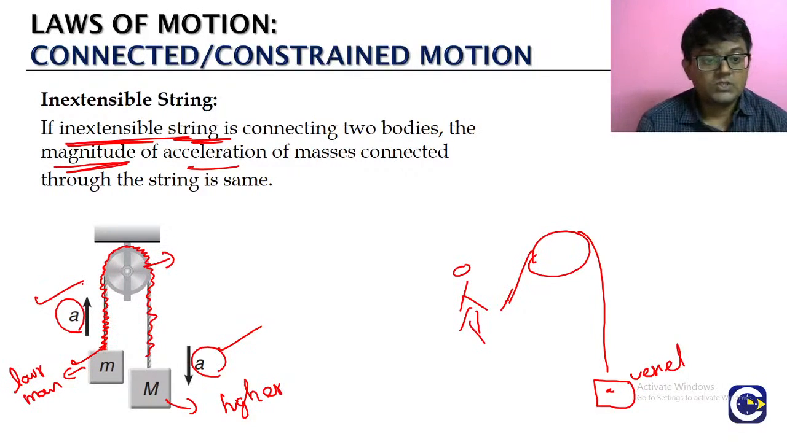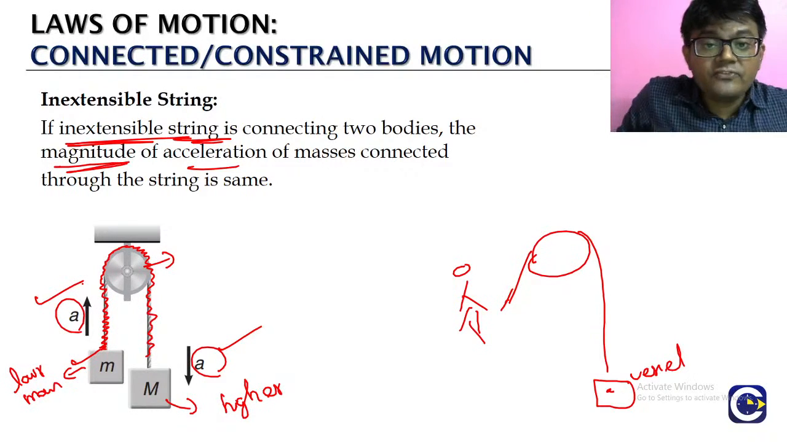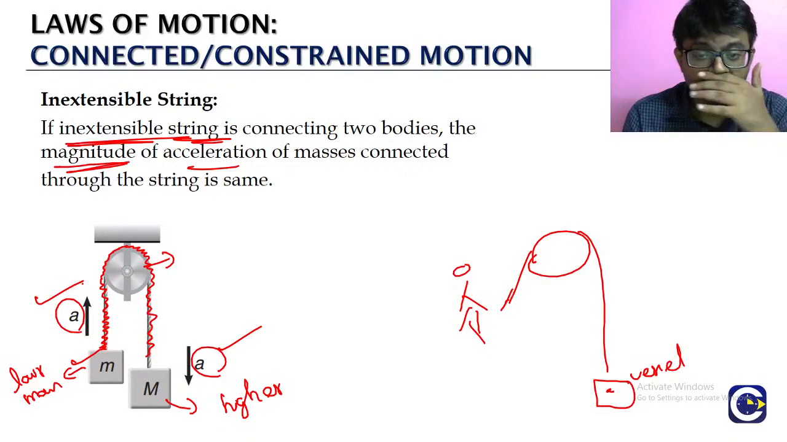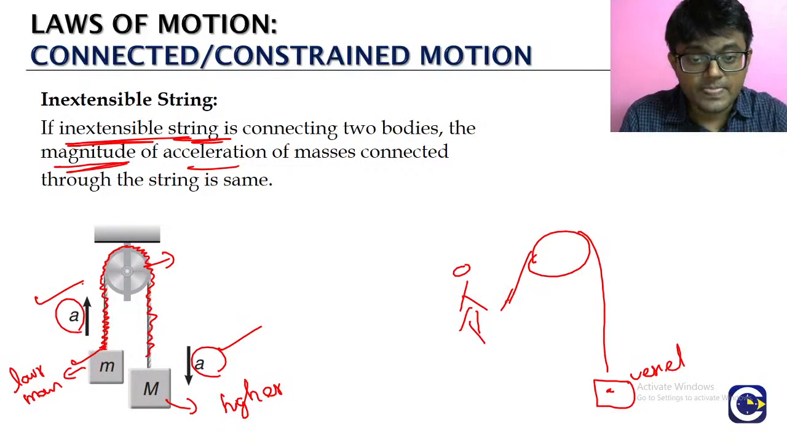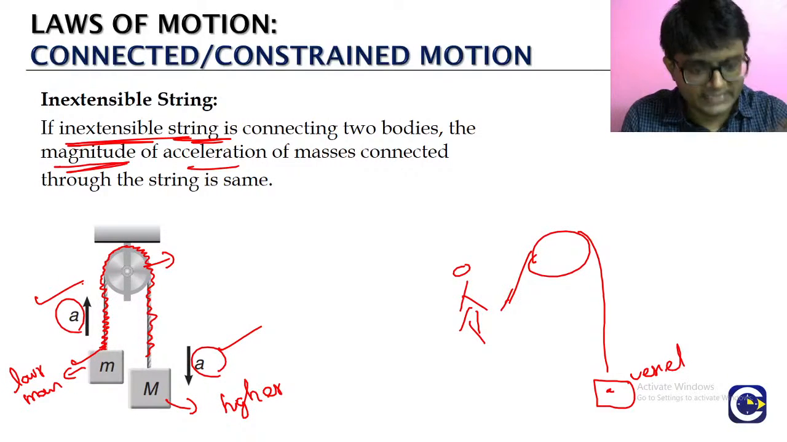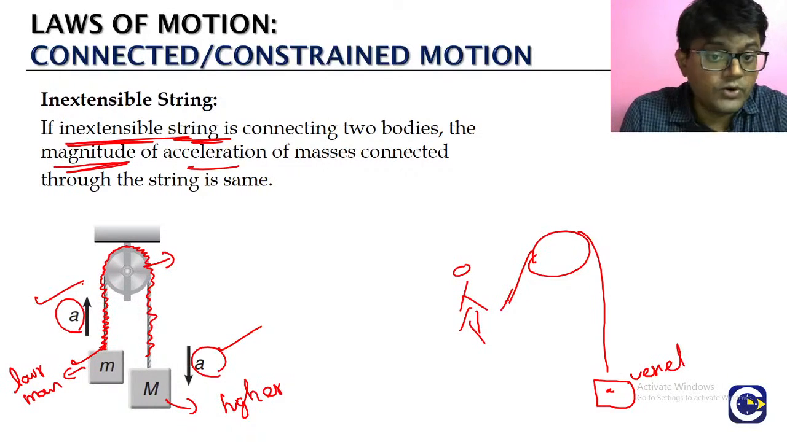So this is a very important assumption: the assumption of an inextensible string. When you connect two objects with an inextensible string, then if there are accelerations for the objects, both objects will have the same magnitude of acceleration. This is an important assumption which we are going to be using.